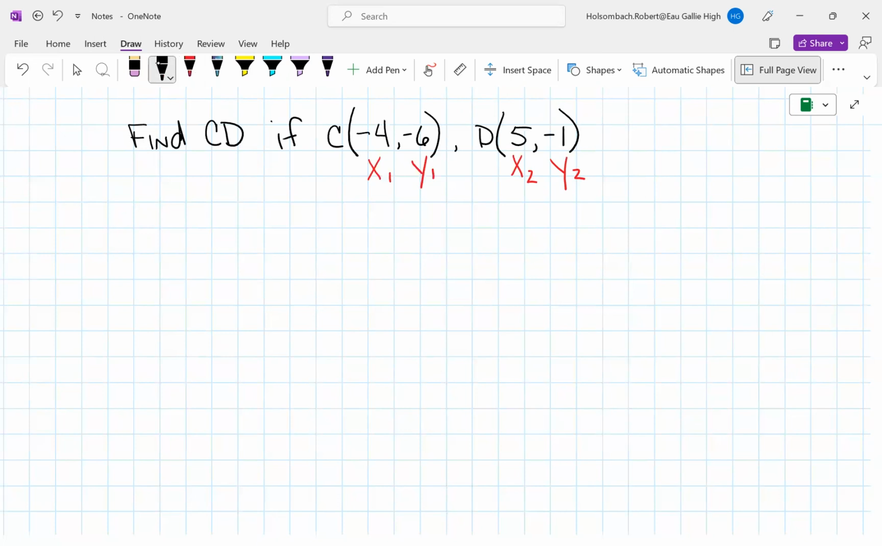And then we're going to substitute them into the distance formula. So our CD is equal to the square root of, we've got our X sub 2, which is 5, minus X sub 1, which is negative 4, squared, plus our Y sub 2, which is negative 1, minus our Y sub 1, which is negative 6, squared.